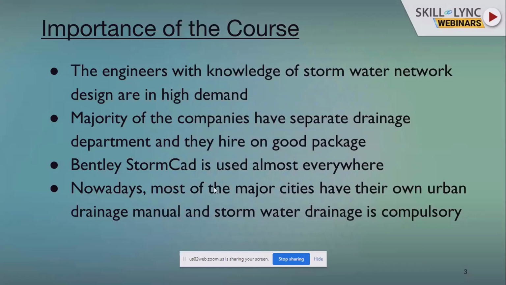Somebody who has knowledge of stormwater networks is always in high demand. You will see the majority of the big companies in the world, those in top rankings, have a separate department. They hire civil engineers or environmental engineers if they have background knowledge of hydrology, hydraulics, or know how to design the stormwater system. If they understand this concept, it is very important for them.